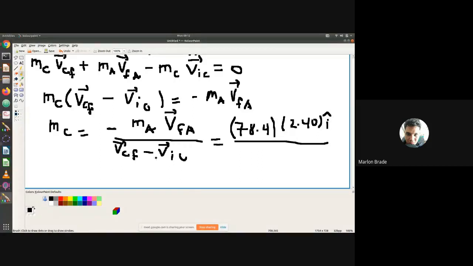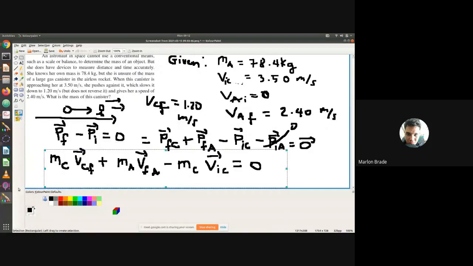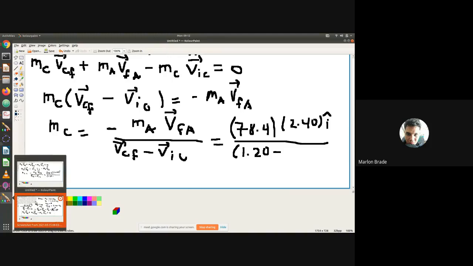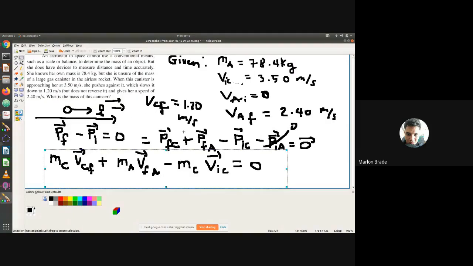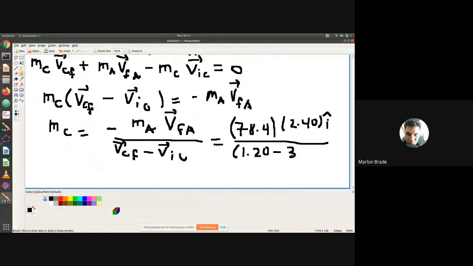So VCF minus VIC. So VCF is 1.20, so 1.20 minus, how much is the VIC? The initial of the canister is 3.50. So this is 3.50. And the direction along this point is i-hat. So the i-hat cancels out on both sides.